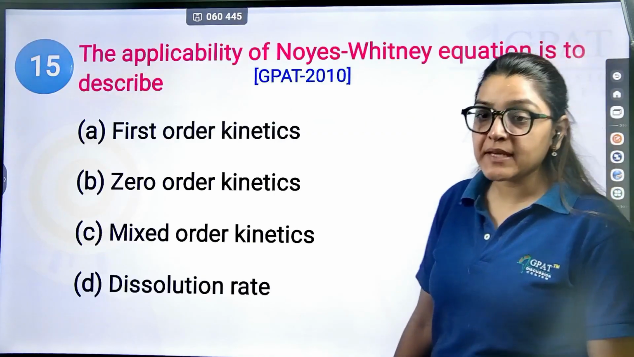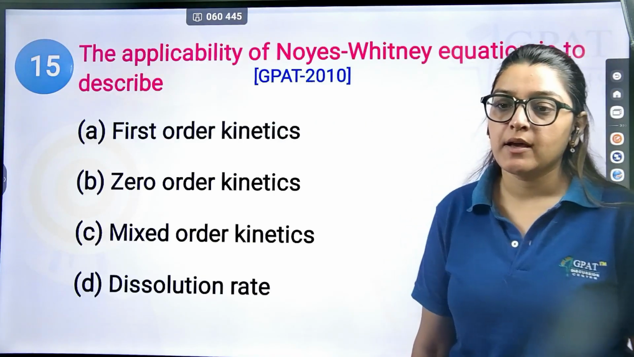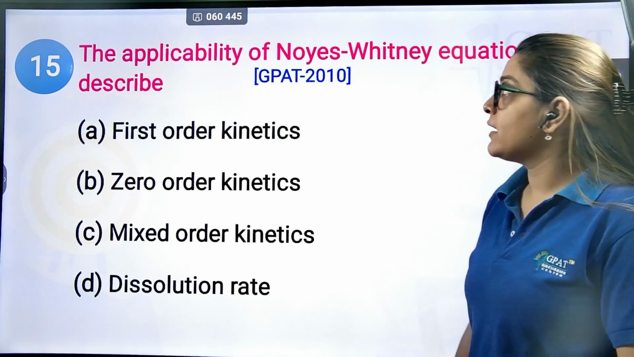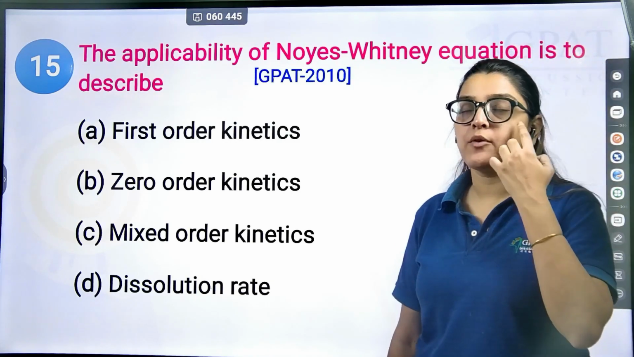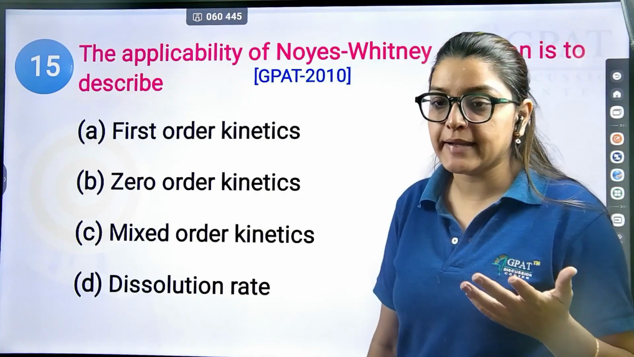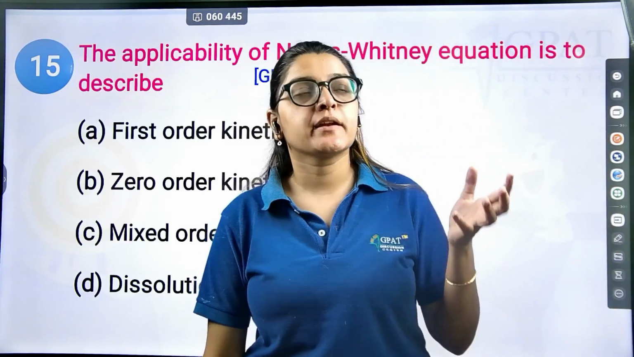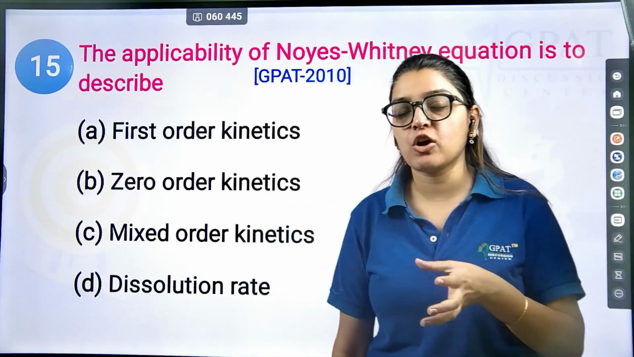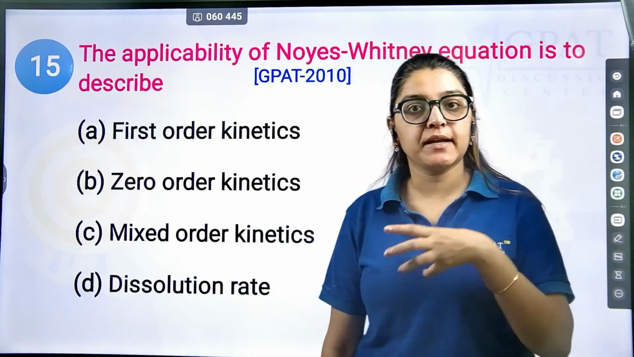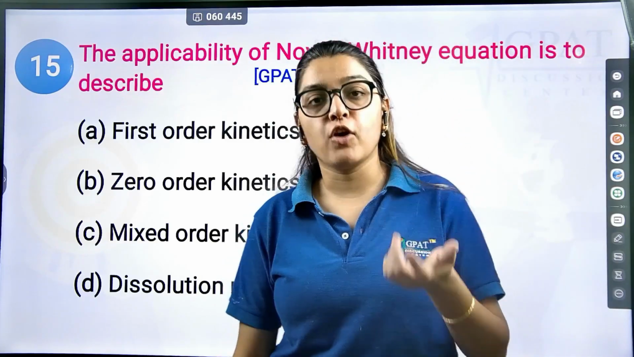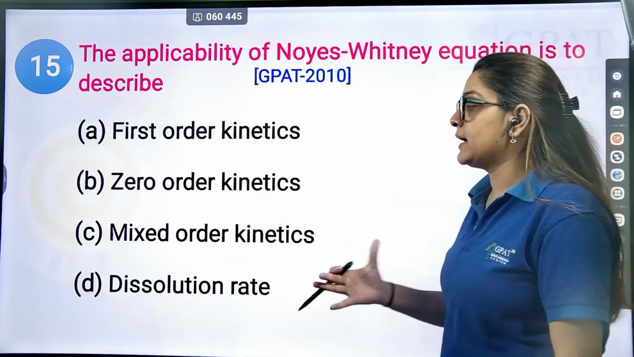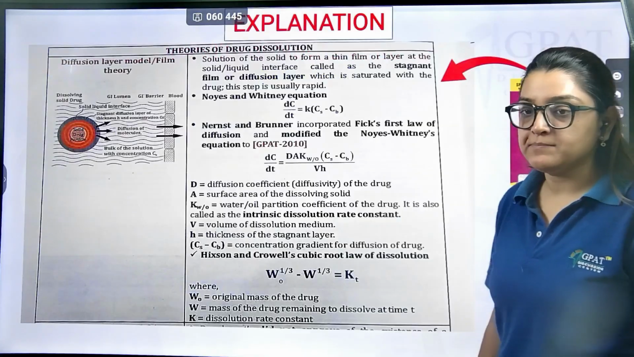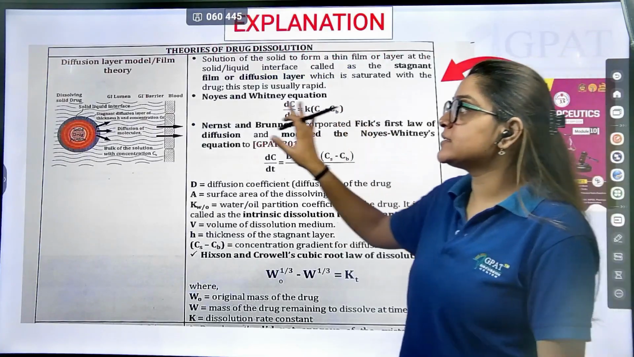Next, the applicability of the Noyes-Whitney equation describes which order of kinetics? The Noyes-Whitney equation is used for the dissolution rate explanation. It describes the rate of drug dissolution in context to the surface area, partition coefficient, concentration in the stagnant and the bulk layer, as well as the volume. So here it is said that it will definitely focus on the first, the dissolution rate.